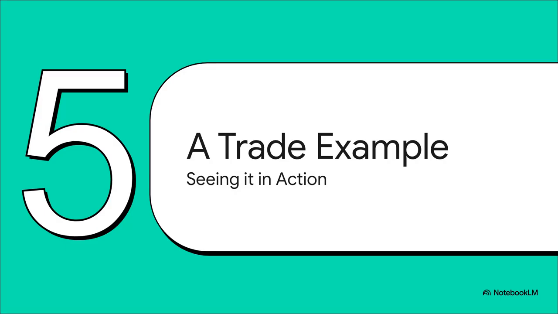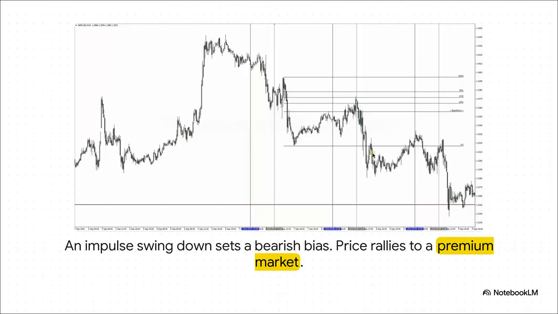Theory is great and all, but I know you want to see what this actually looks like. So let's break down a real chart from ICT and watch this model play out in the real world. Okay, so check this out. First, we spot a huge impulse swing to the downside. That right there tells us our overall bias is bearish. We should be looking for sells. But price doesn't just fall off a cliff. It rallies back up. It retraces right into what ICT calls a premium market, a perfect area to look for a sell, right around that 62% fib level.